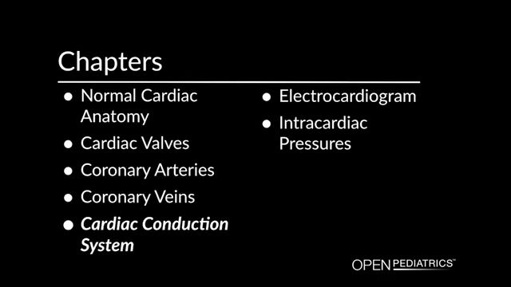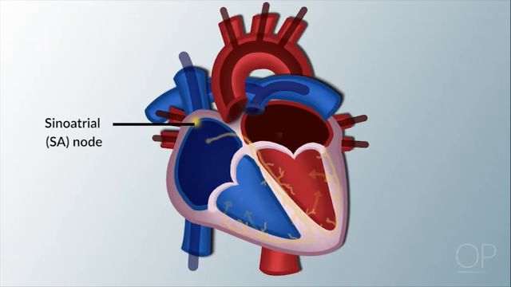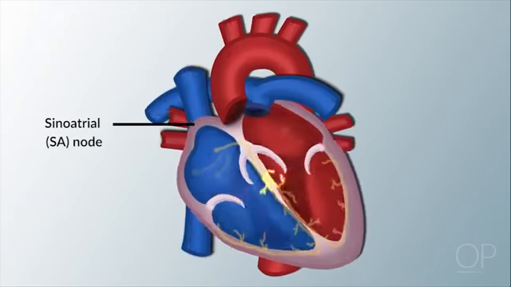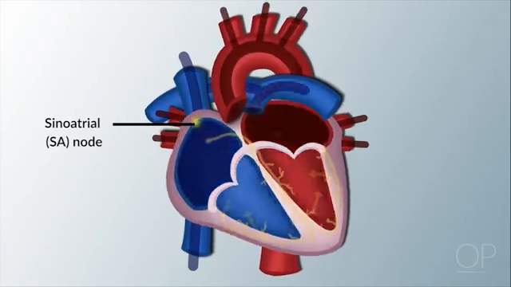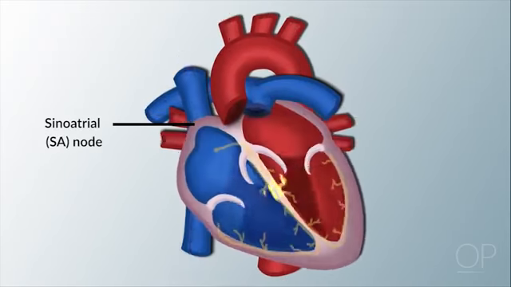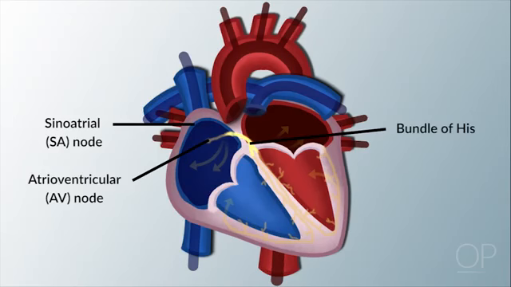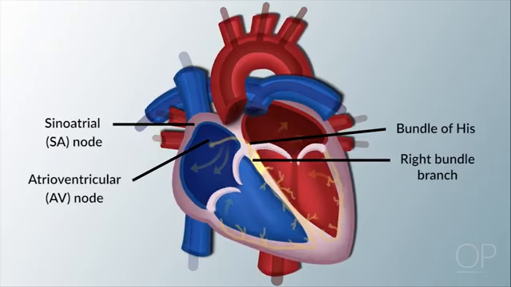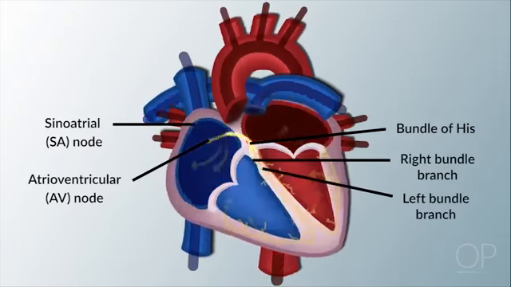Cardiac conduction system. Electrical impulses originate in the sinoatrial node, located at the junction of the right atrium and superior vena cava. Each electrical impulse generated from the SA node travels through the right and left atrium, causing the atria to contract. The impulse then travels to the atrioventricular node, AV node, then to the bundle of His, and finally through the right and left bundle branches of the ventricles, causing the ventricles to contract.